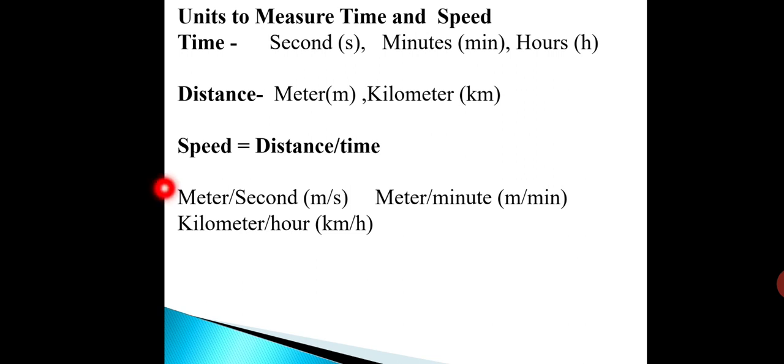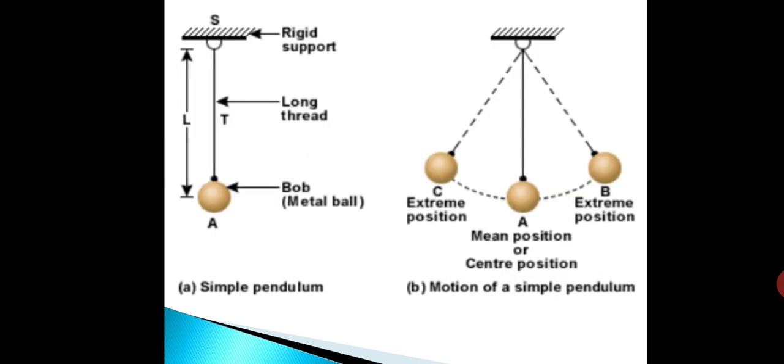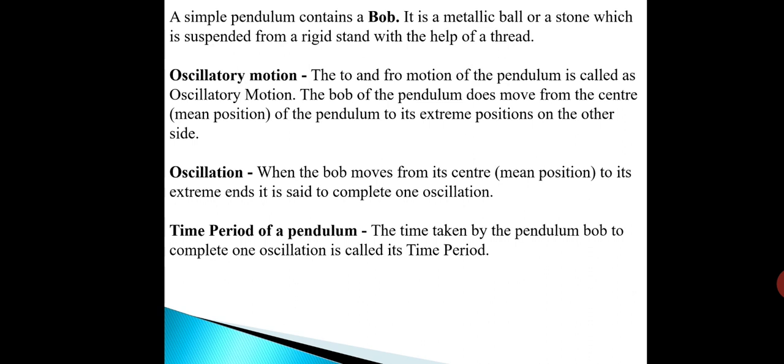Now this oscillation is like this. This is the mean position. That is not one, it is half. It will go, come back, and again go and come back. This is one complete oscillation. Again I repeat, from A it goes to B, comes back to A, goes to C, comes back to A. That is one complete oscillation. Is it clear?